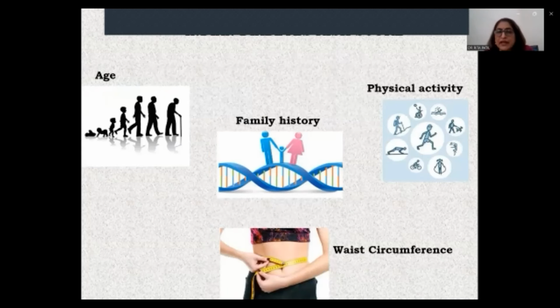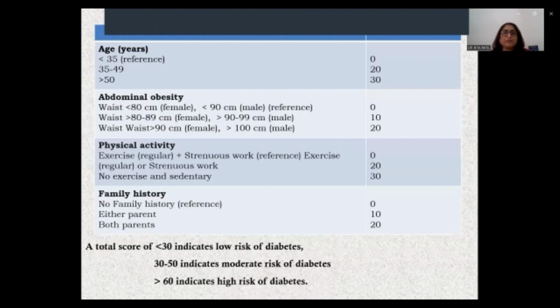So what did the Indian Diabetes Risk Score give us? Age, family history, physical activity, and waist circumference. Looking at the details of the score, anybody with age less than 35 gets a score of 0, and as age progresses, the score increases. Similarly, for abdominal obesity, if waist was less than 80 or less than 90, then the score was 0, whereas as it increased, the score also increased.